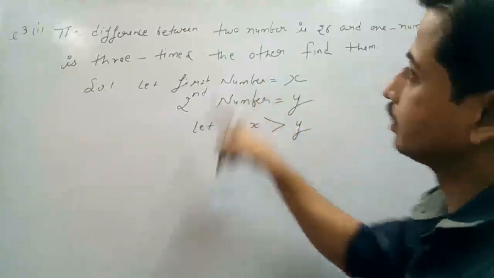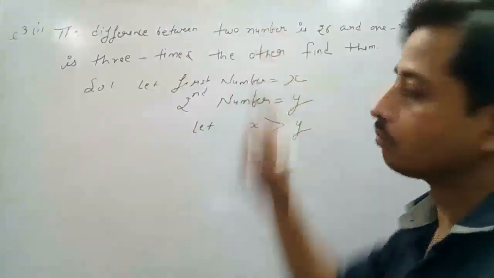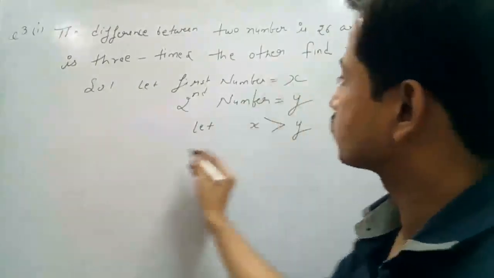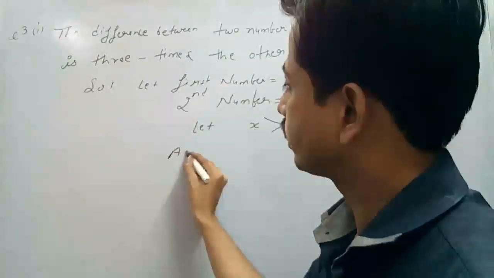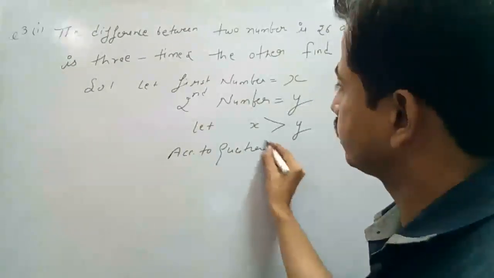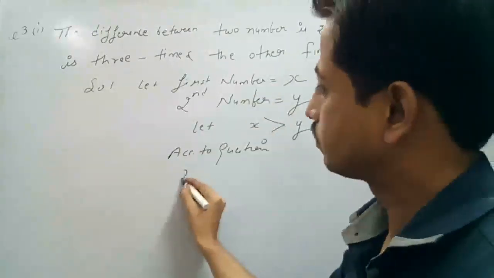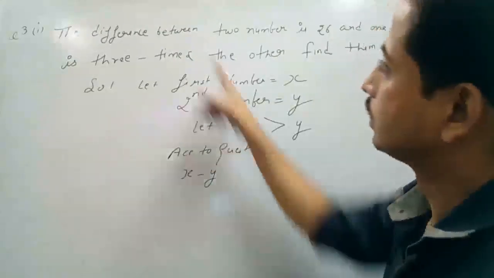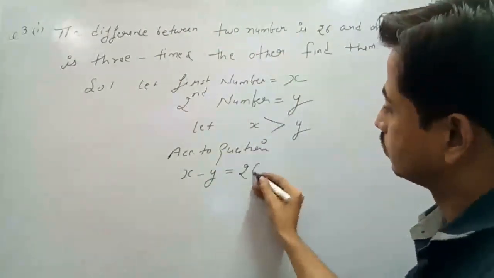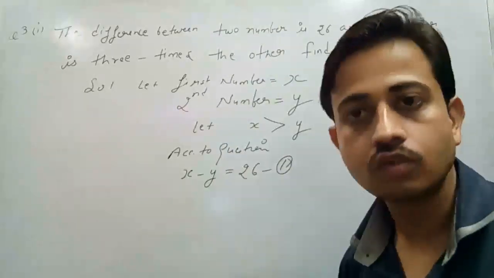Now read the statement. The difference between the two numbers. Difference means the highest number minus the lowest number, and the highest number is x. So according to the question, the difference of the numbers means x minus y. The difference between the two numbers is 26. So this becomes your equation 1.